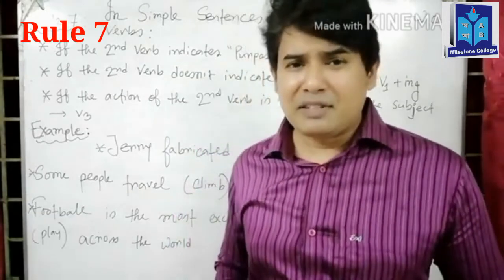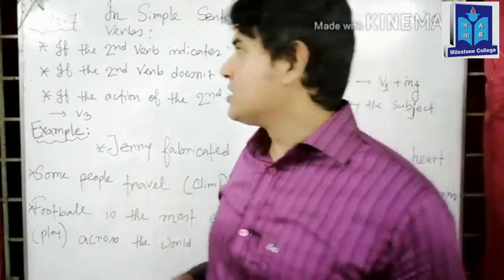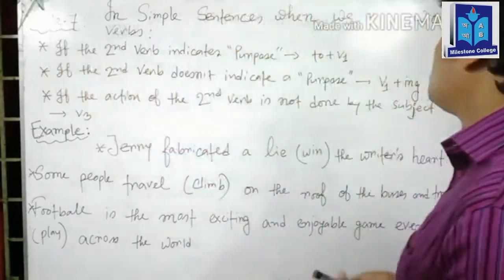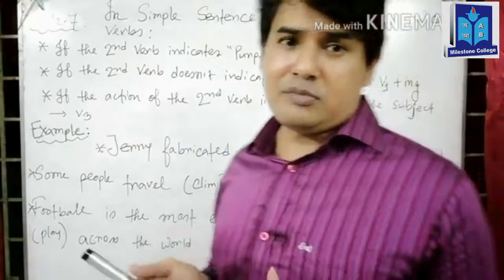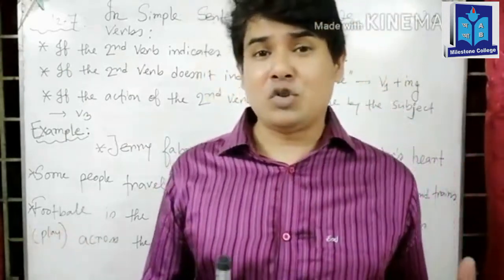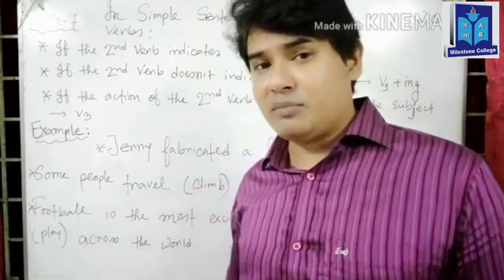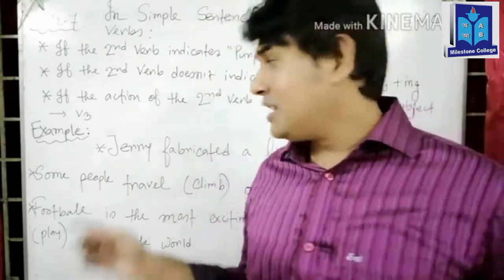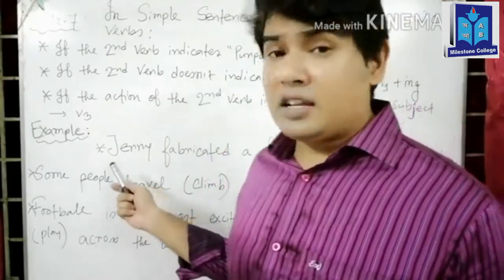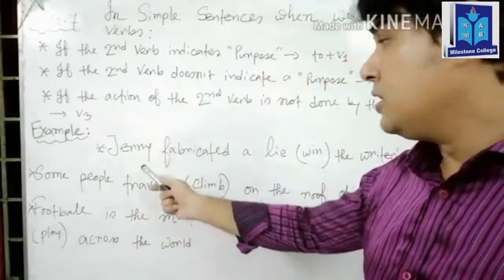In rule number 7, I have written many things; you can see rule 7 there. In simple sentences, when you get two verbs, what are we to do with the next verb? I think if we see these examples, it will be clear for you. Let's go for the first example.